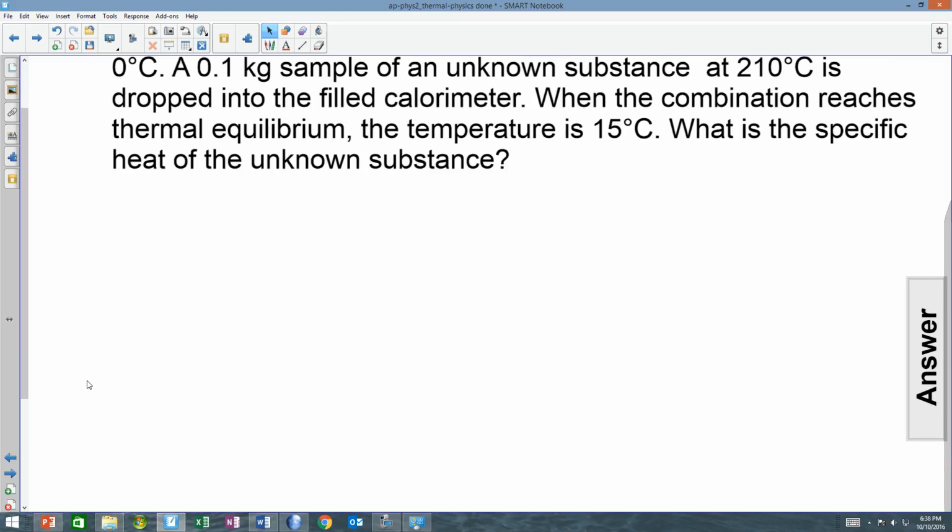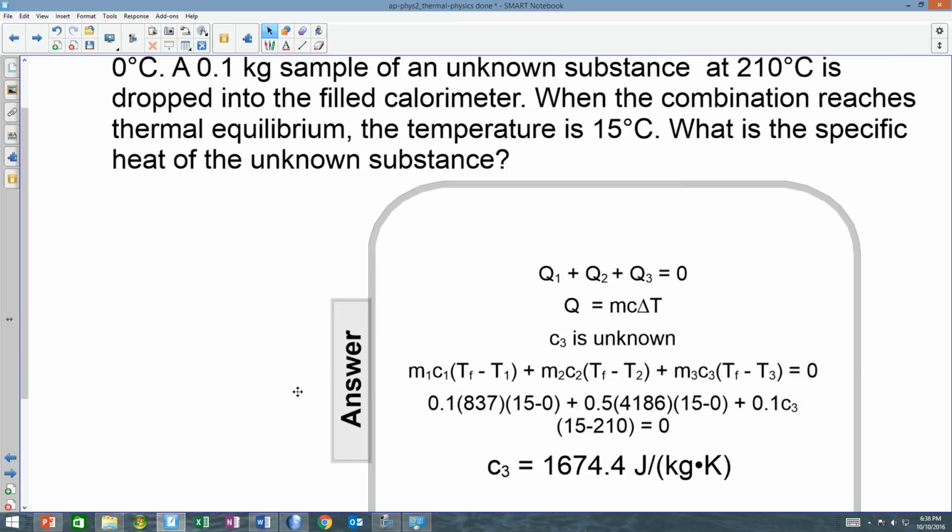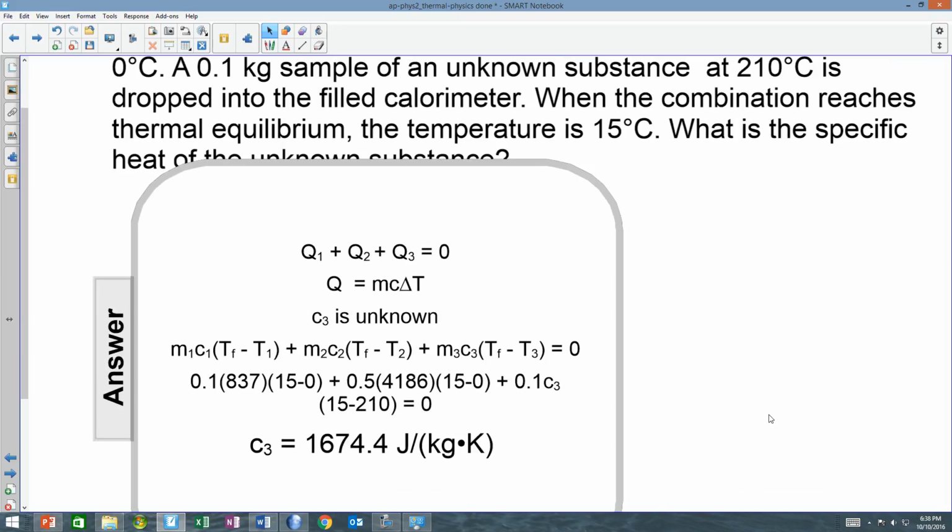Okay, so let's take a look at the solution. The heat transferred from the calorimeter cup plus the water plus the unknown object has to equal 0. The heat transferred is equal to mc delta T, where C3 is the unknown specific heat capacity. Substituting in all of the known numbers, we end up getting C3 is equal to 1,674.4 joules per kilogram Kelvin.